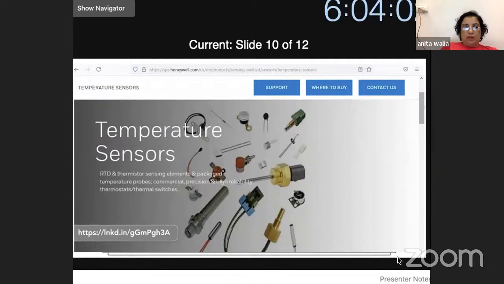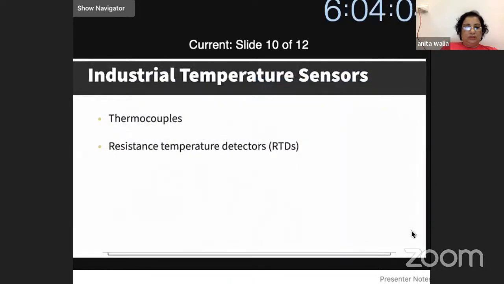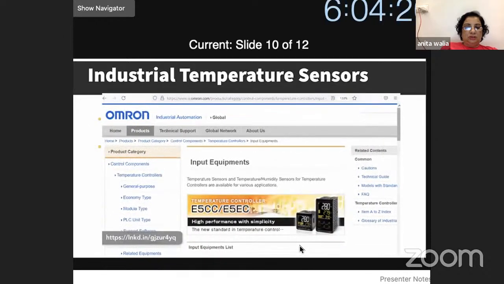There are actually two types of industrial temperature sensors. One is called thermocouples, and the other is called resistance temperature detectors, which are called RTDs. RTDs and thermocouples come in different shapes and models. You can also see a list of these on the Omron site. There are different kinds of temperature controllers, general purpose, economy, all those kinds you can find over there.